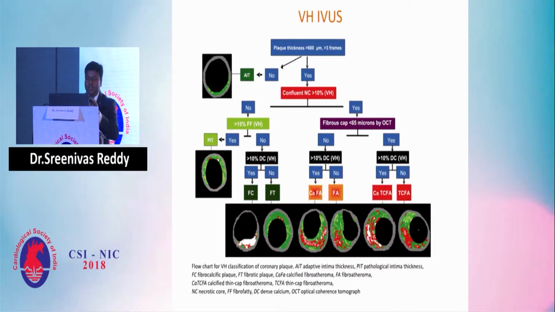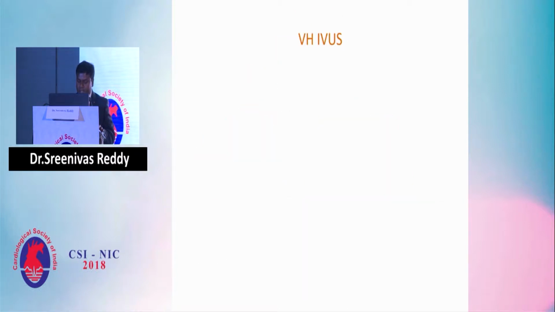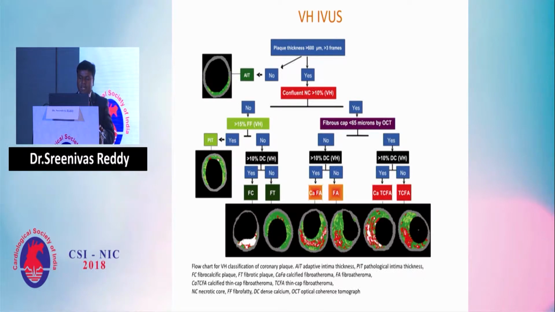So virtual histology helps, and this is the algorithm for identifying virtual histology. When the plaque thickness is more than 600 microns in 3 frames, with necrotic core more than 10% and more than 40% plaque burden, if yes, and you have a fibrous cap less than 65 microns, yes, and the dense calcium is more than 10%, it goes under calcified thick fibroatheroma. If not, it's a thin cap fibroatheroma. So this is the algorithm given for classification according to virtual histology IVUS.